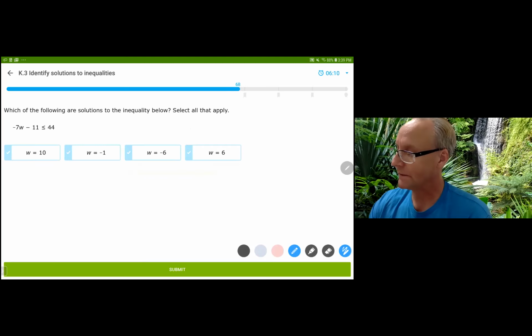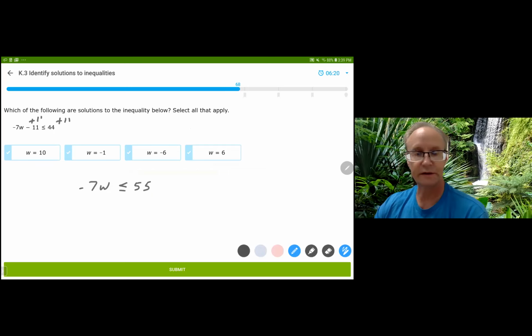In this one, we're going to add 11 to both sides. And I get negative 7w is less than or equal to 55. And the way I'm going to do it is I'm just going to multiply them all by negative 7. Just makes it easier to do the comparison. This is going to be negative 70. If I put w in here, it's going to give me 7.